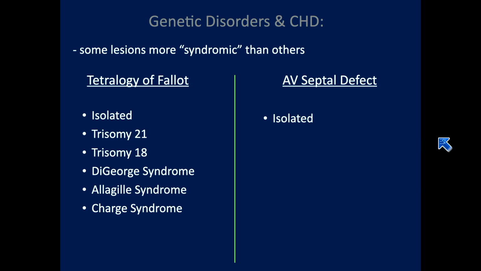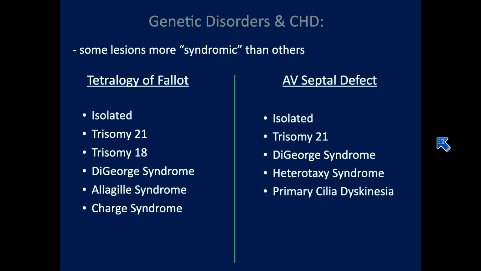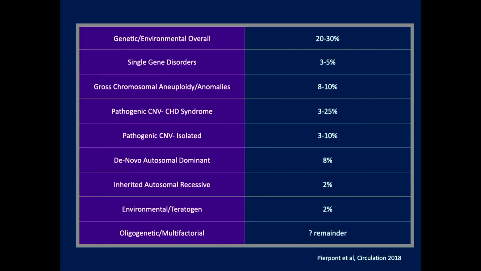Similar to AV septal defect, absolutely can be isolated, but a good rule of thumb, if you see one on an ultrasound, your immediate risk of Down syndrome is about 50%. Trisomy 21, various other syndromes, etc. So as a good point of reference, and I'm going to draw your attention to this article in 2018 by Pierpont. It's really a good comprehensive article on the genetic underpinnings of CHD in general.